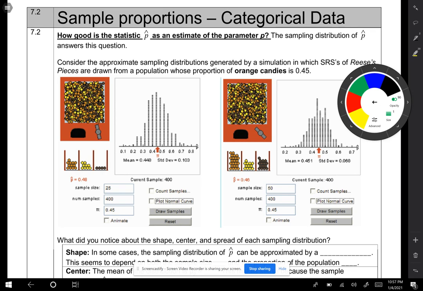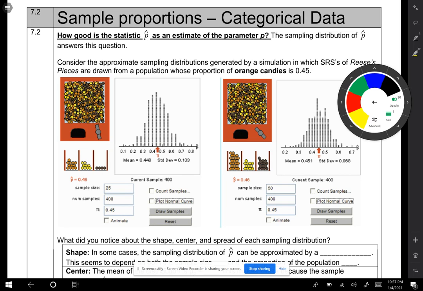So in 7.1, we talked about parameters and statistics, and we mentioned bias and variability. In this chapter, we will talk about sample proportions and sample means. When we're talking about categorical data, we are interested in proportions. So how good is the statistic p hat as an estimate of the parameter p? The sampling distribution of p hat answers this question.